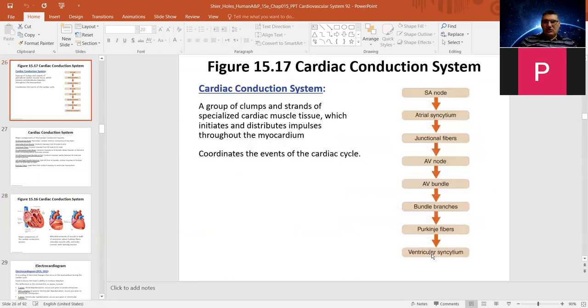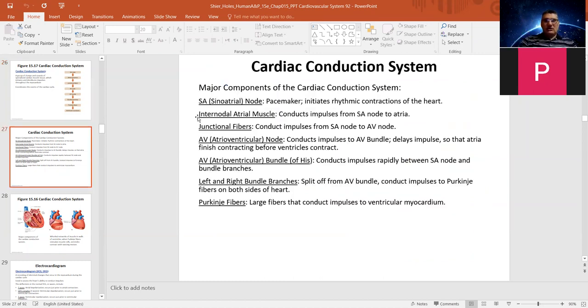So this is how it goes until it goes to the ventricular syncytium, which means the ventricular muscles. The SA node is called the pacemaker, and this is the one that sets the rhythm of the heart: 80 per minute, 70 per minute, 100 per minute. And then the internodal pathway, which is in between the SA node and AV node, passing through the atria basically. And then the junctional fibers, which go from the SA node to the AV node, which you call the junction between the two nodes, and then the AV node itself.